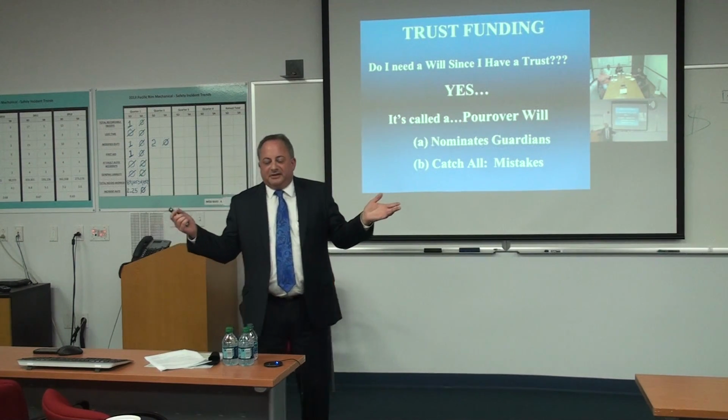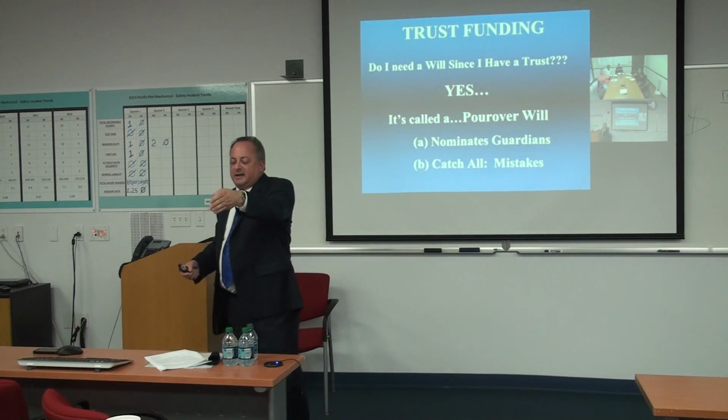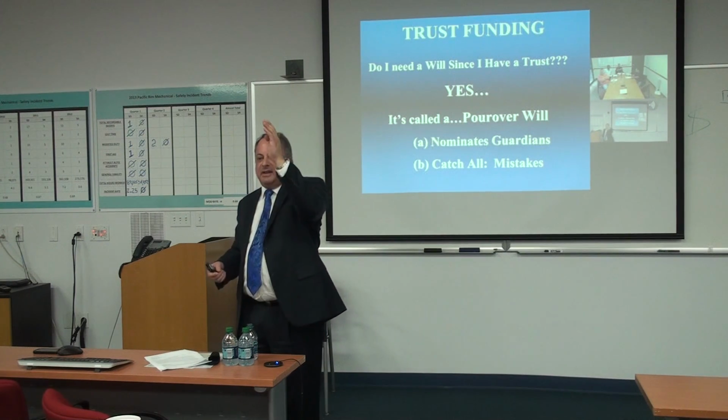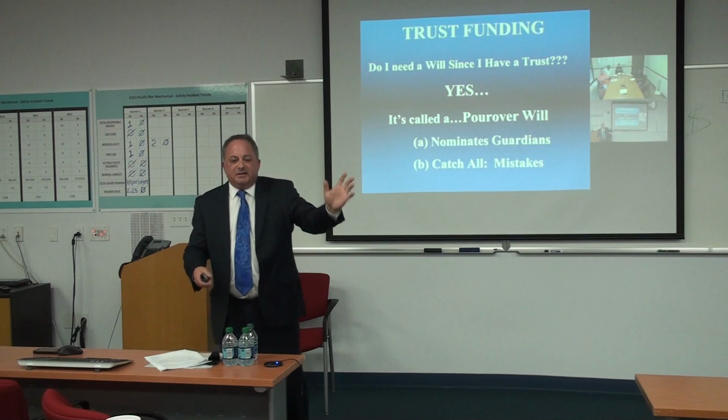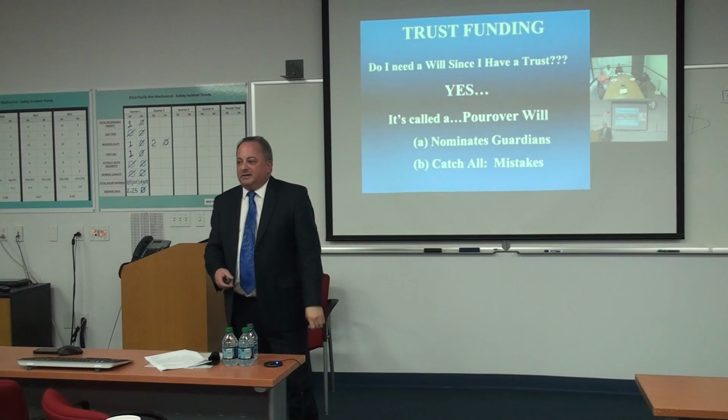I call it a skeleton trust. It basically says, Martine, I name you as executor. Jennifer, I name you as guardian. And third, I leave everything to my trust if I screwed up and didn't put something in it like I was supposed to. Okay, it's a pour-over will.